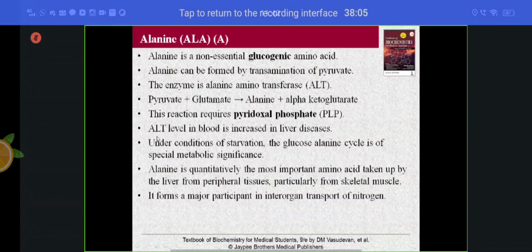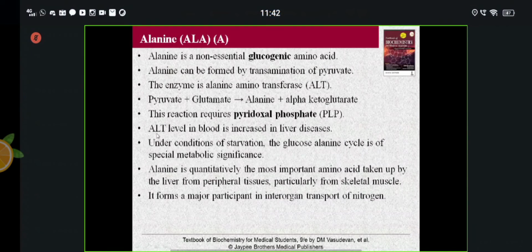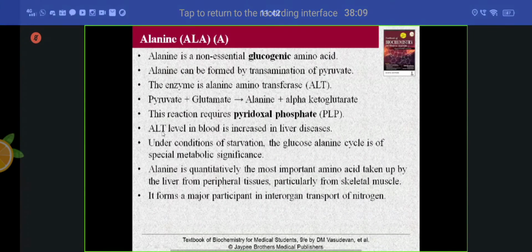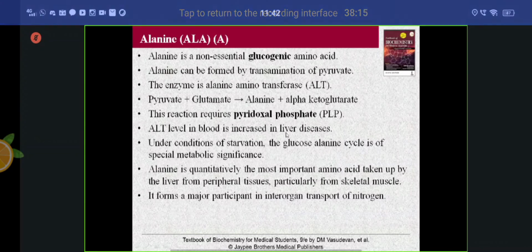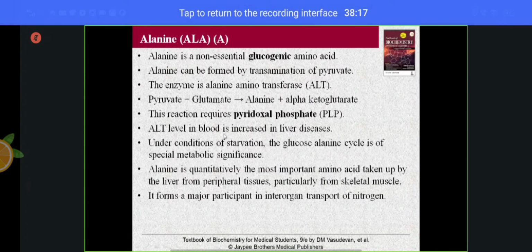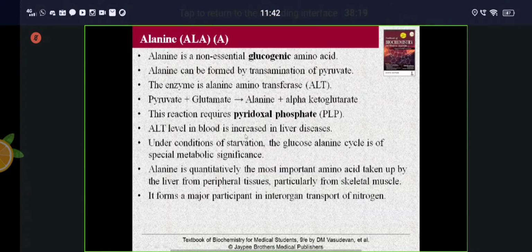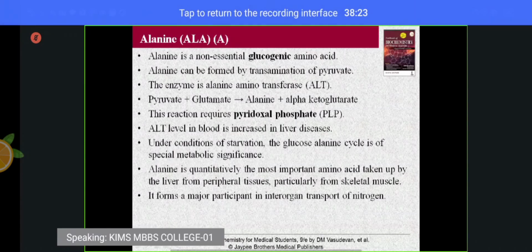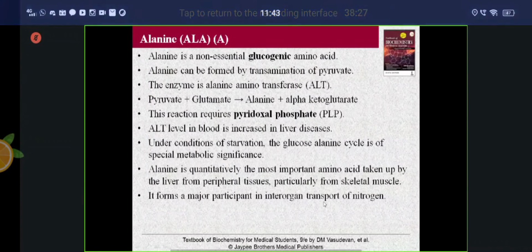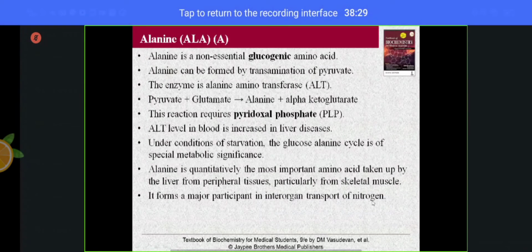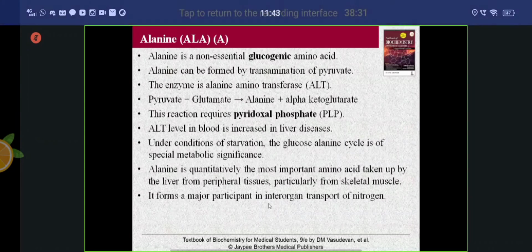Clinical application: always remember L for liver. ALT is always increased in liver disease. When you get an MCQ asking which enzyme is elevated, ALT or AST, ALT is more specific for liver disease. It is a major form of transport of nitrogen. How nitrogen is transported, we have seen in the urea cycle.